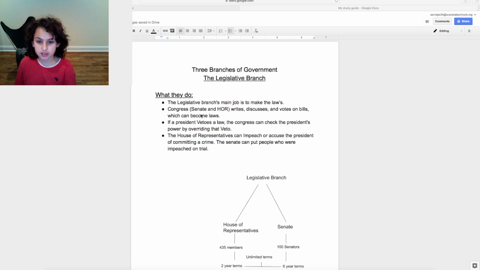The House of Representatives can impeach or accuse the president of committing a crime. The Senate can put the people who are impeached on trial.